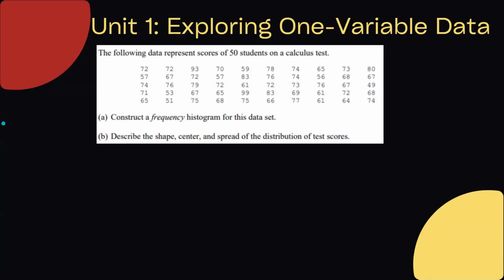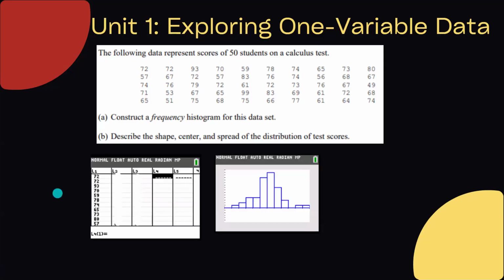The following data represent the scores of 50 students on a calculus test. There we have it. We want to construct a frequency histogram for this data set. If this is a free response question, don't waste your time trying to calculate this by hand. You're allowed to put this data into your calculator, calculate the histogram, and then copy it down.